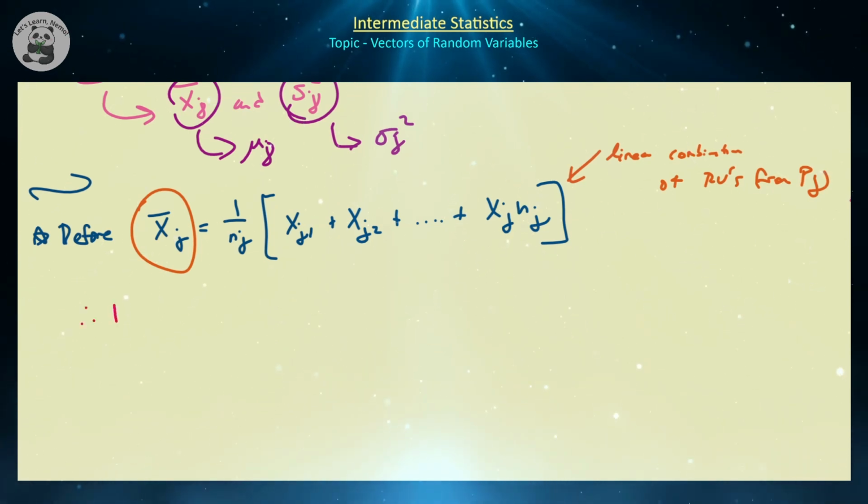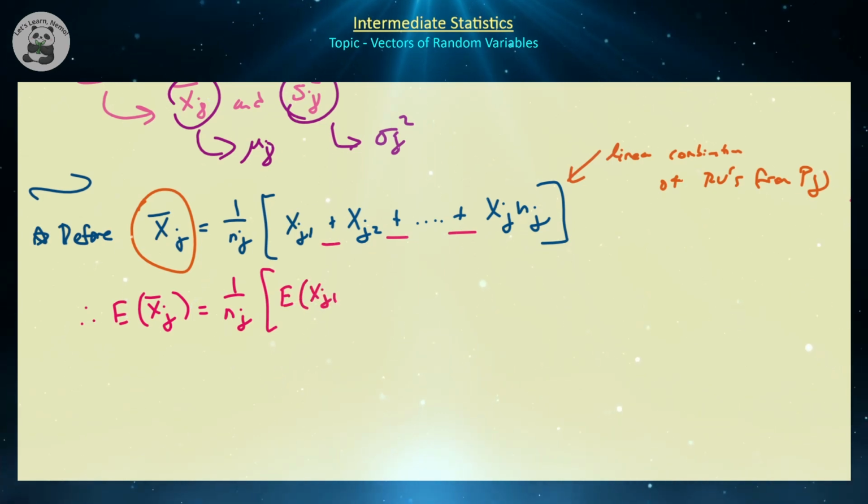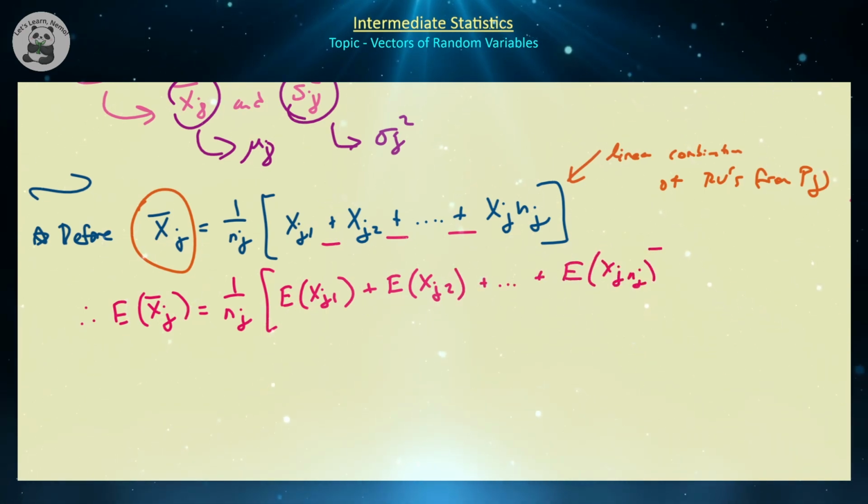So we can obviously perform an expected value, or an expectation, of this random variable. And that's going to be equal to, by properties of expected values, constants can factor out, and expected values can distribute over sums and also differences. So we're going to be left with 1 divided by nj times the expected value of random variable xj1 plus the expected value of xj2 all the way down to the expected value of xj nj.